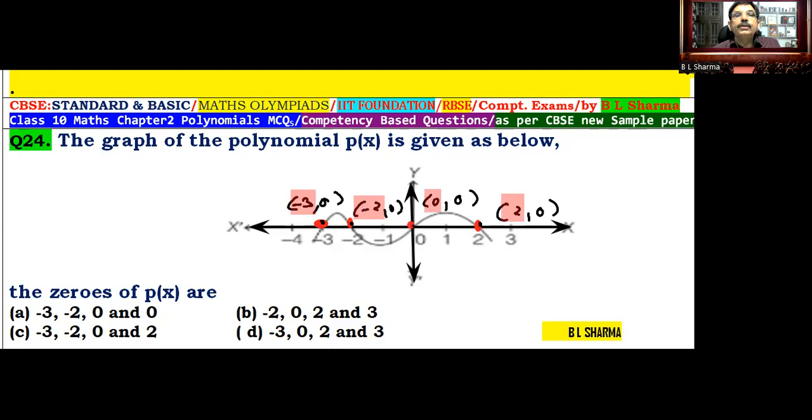So the zeros are minus 3, minus 2, 0 and 2. This one, C, is the correct option. In this question they have not asked how many zeros there are. If the question were how many zeros there are, our answer would be 4 zeros, but the question is different: write the zeros, that is, which zeros they are. One is minus 3, then minus 2, 0 and 2. So C is the correct option of this question.